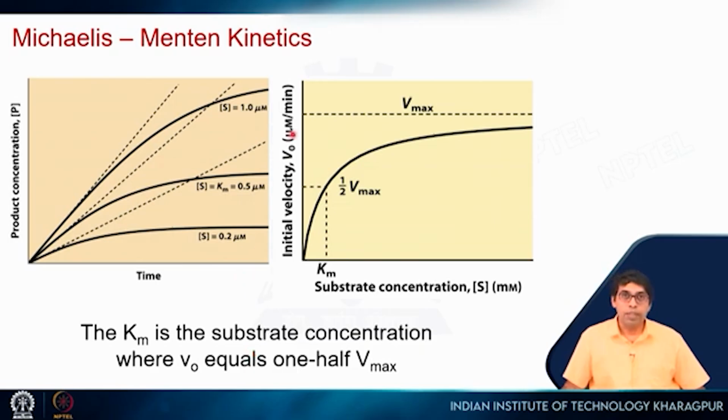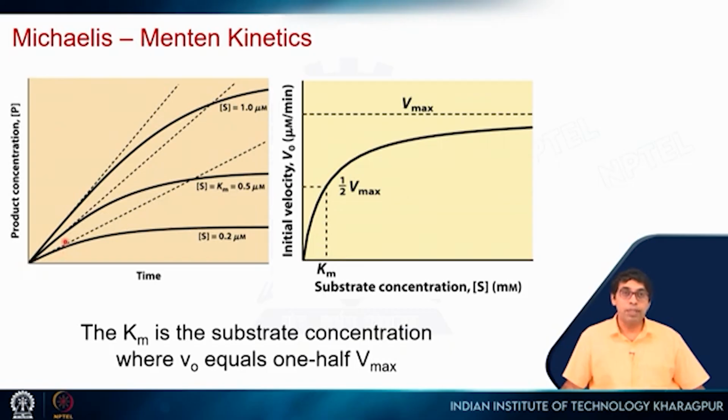So, if we plot this V naught versus the substrate concentration, it looks something like this. And how do we get this plot? We get this plot by doing a series of experiments. For a particular substrate concentration, we will calculate the rate of formation of the product. You can see it starts from 0 and it will saturate. Since we want the initial velocity, we will take the initial slope here.